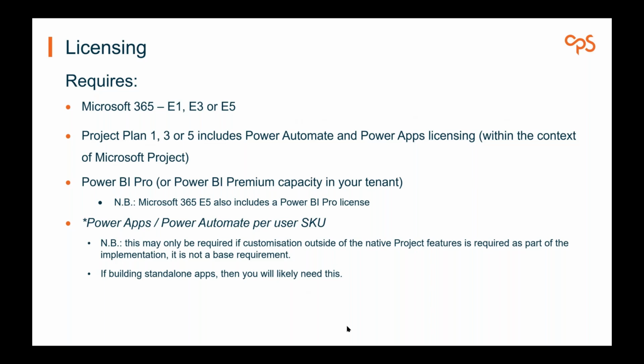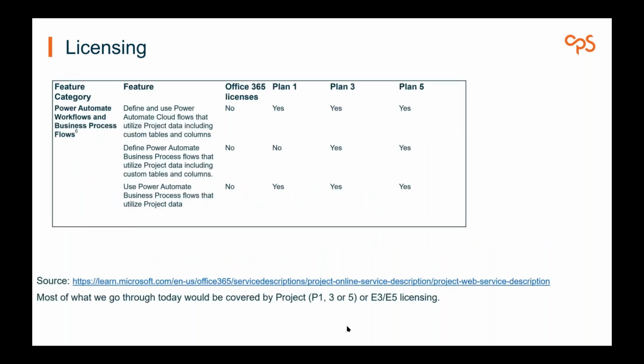So the key thing here with licensing is that it is very flexible to meet business needs, and you need to really take a step and understand how best to apply the licensing to meet your business needs. Because, for example, Project Plan 3 will enable you to create custom tables within a Power Platform solution so that you can include additional functionality. Just a little bit of a screenshot there around the different features that are enabled with the different project licenses.